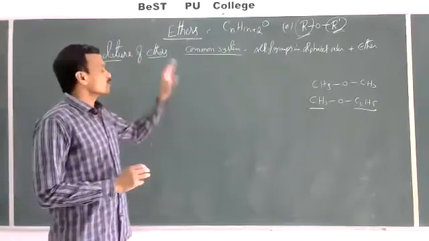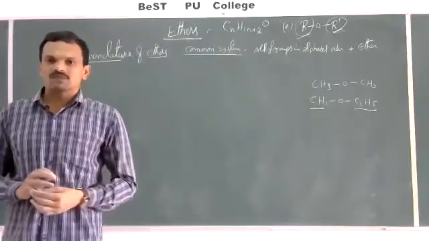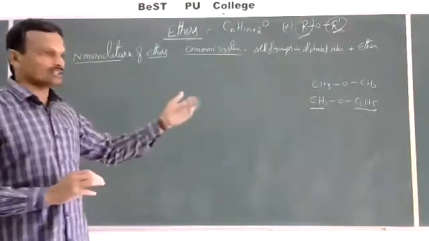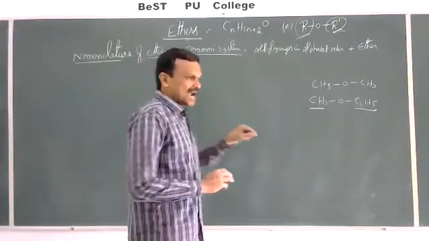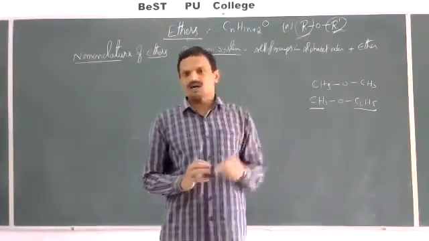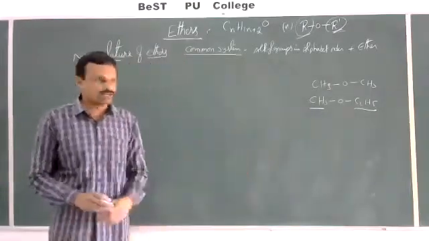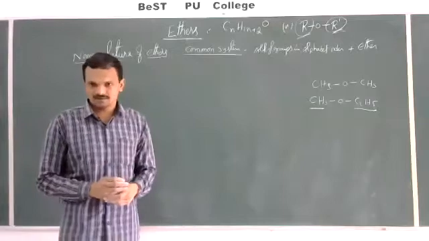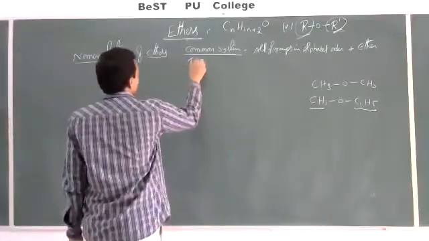Common names should be written by representing the name of the two alkyl groups in alphabetical order ending with ether. Suppose the two alkyl groups are same, we will add a prefix di to the name of the alkyl group. Diethyl ether, dimethyl ether, like that. Dipropyl ether, diisopropyl ether, like that. This is common name. Then what is the IUPAC name?